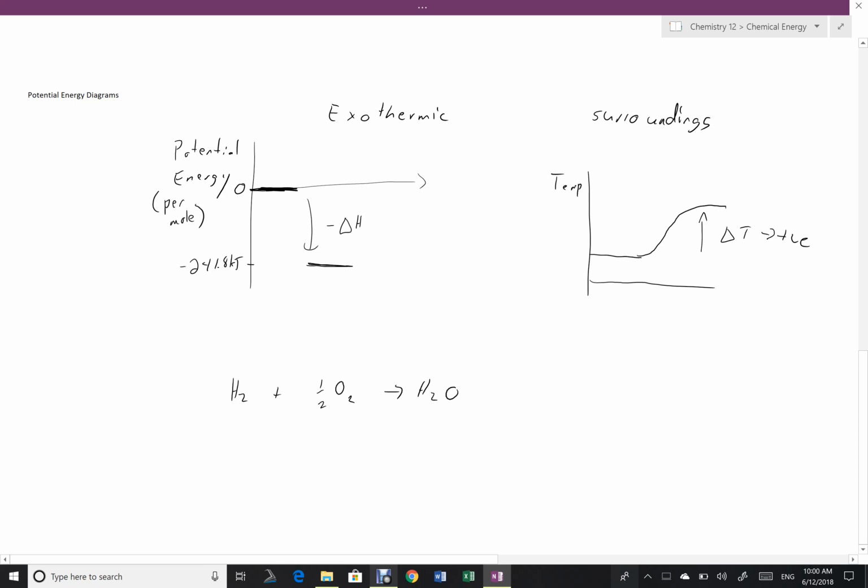Notice also that I've left a little gap in between what's happening before with the reactants and what's happening with the products. I'm going to talk about what happens in that little gap in the next unit, but right now we're not paying attention to what's happening during the reaction. We're simply comparing before the reaction to after the reaction.